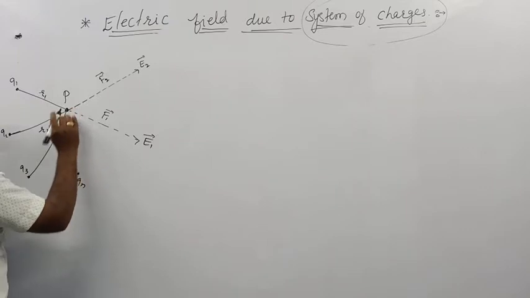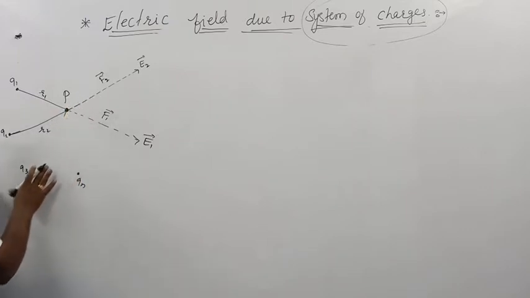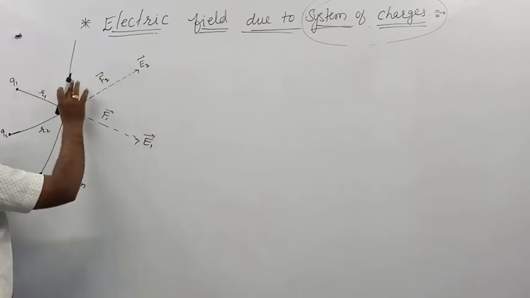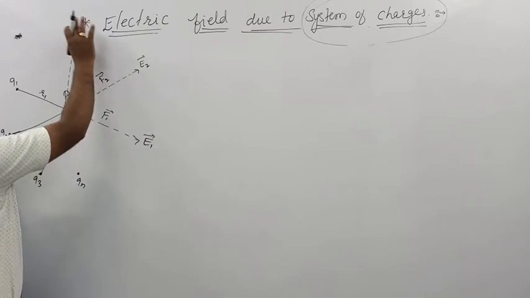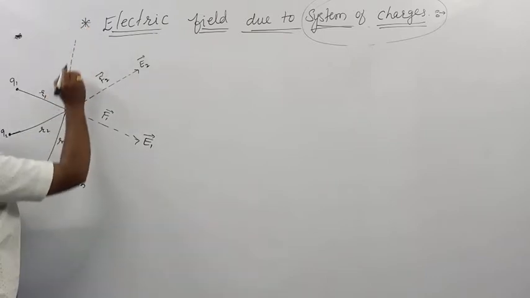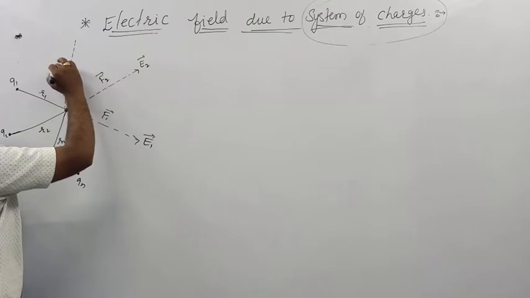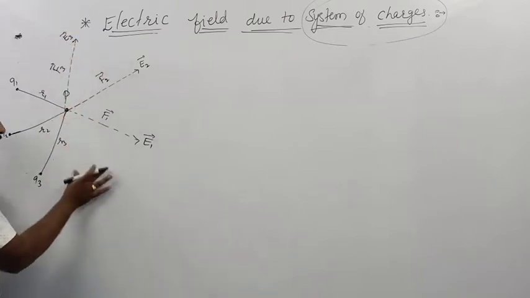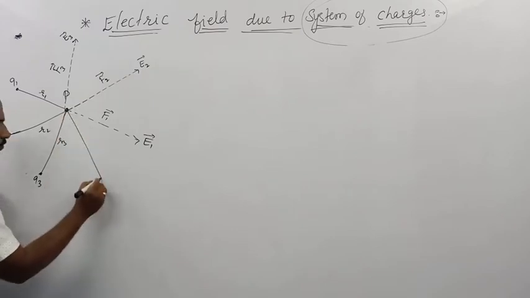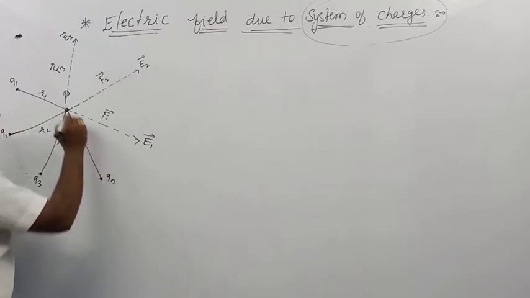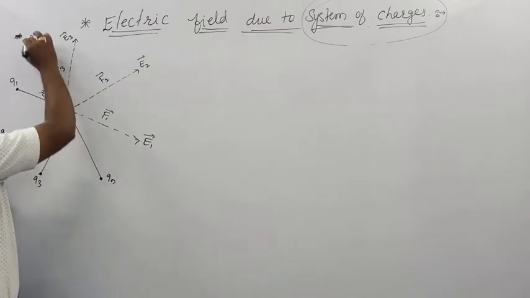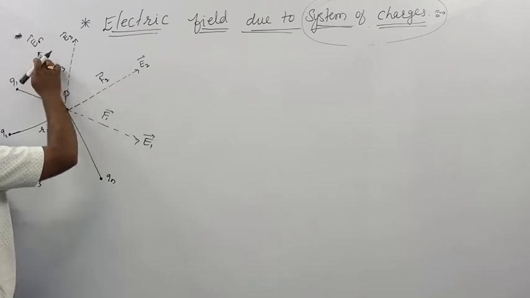Similarly, Q3 which is located at a distance of R3, that is vector F3, and electric field that is vector E3. And similarly for Qn, which exerted a force vector Fn, giving the electric field vector En.